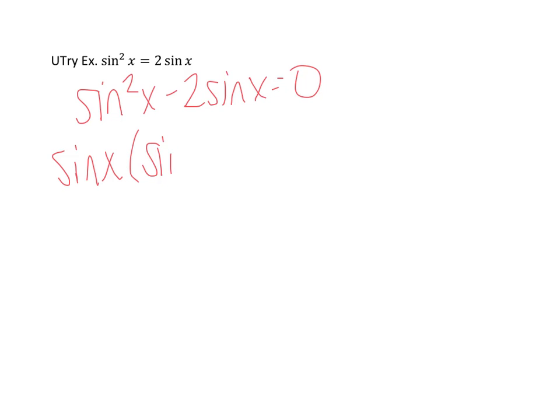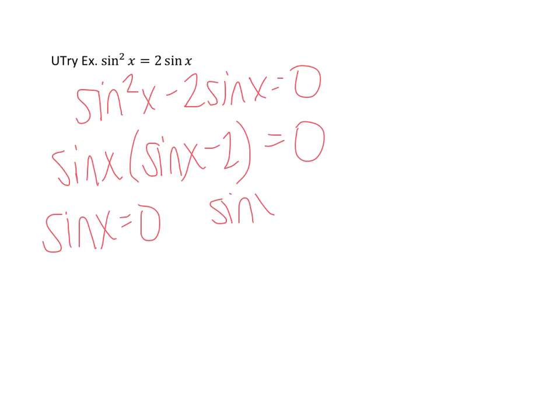Okay, try this one factoring, see if you can get it. Get it all to one side. So then I'm going to have sine squared x minus 2 sine x equals 0. What do they have in common? Sine x. Left over sine x minus 2 equals 0. So now I've got two equations. Where does sine x equal 0? Sine x minus 2 equals 0 solves to sine x equals 2. You should realize that this is never going to happen. Sine only goes from negative 1 to 1. So this is the only one I need to worry about.